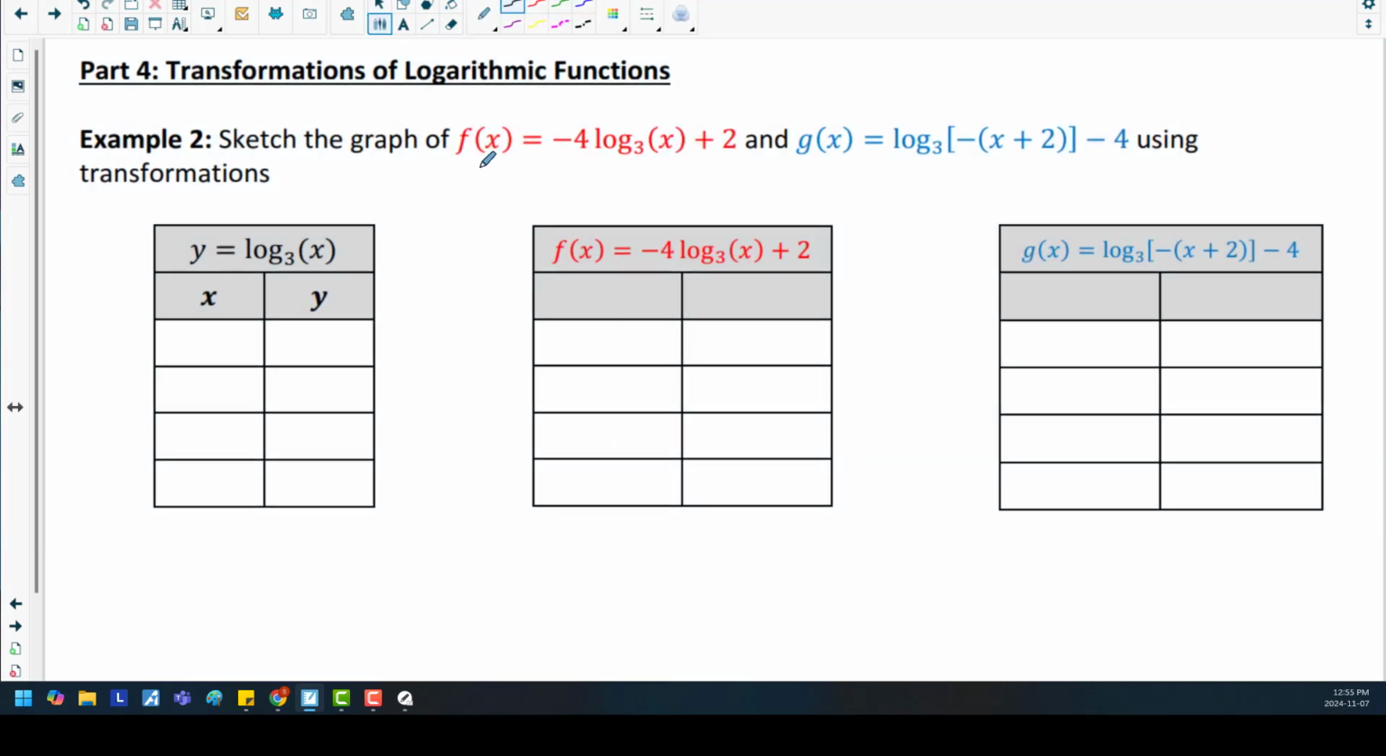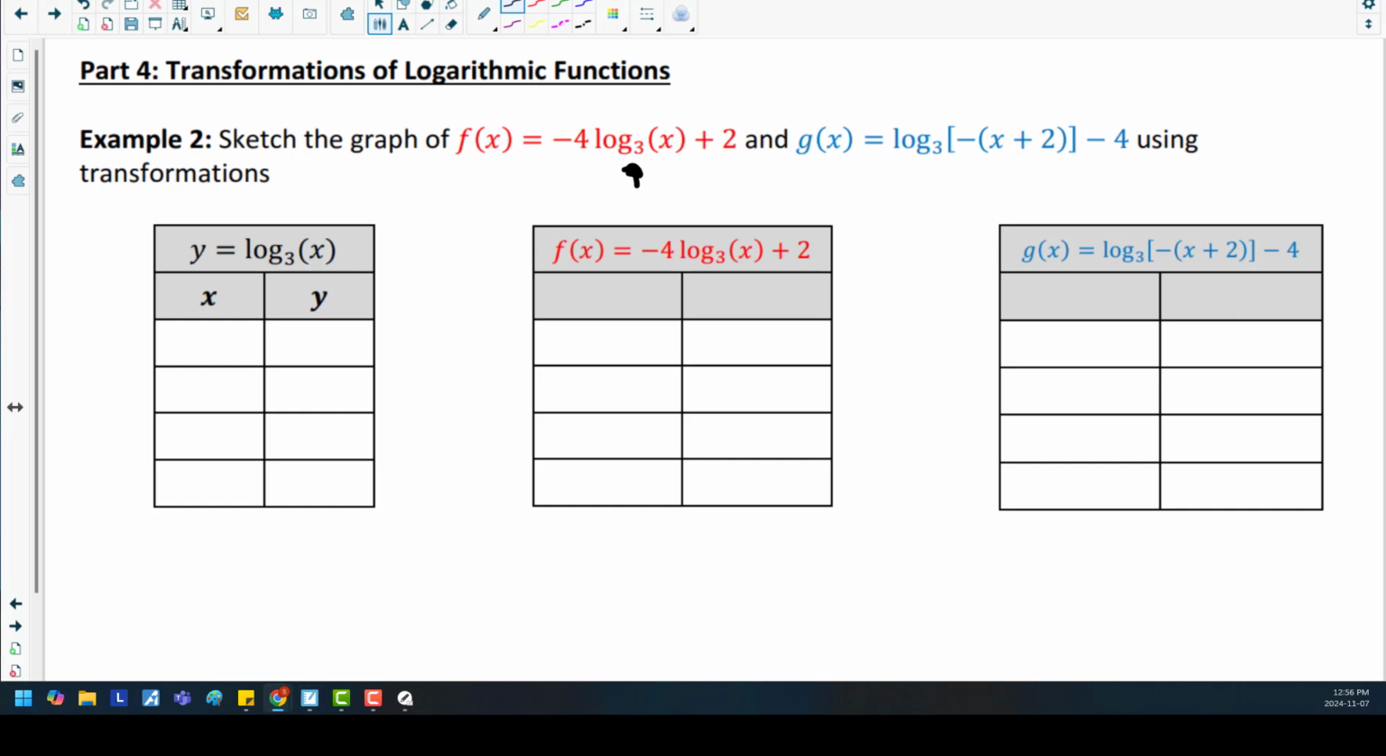So here we have f of x is equal to negative 4 log base 3 x plus 2, and g of x is equal to log base 3 of negative x plus 2, minus 4. The key important thing is to find out what's your base function. And your base function is basically your function without any transformations, without your a, k, d, and c values, and it just has your b value, your base number. In this case, the base number is 3. So my base function is going to be y equals log base 3 x.